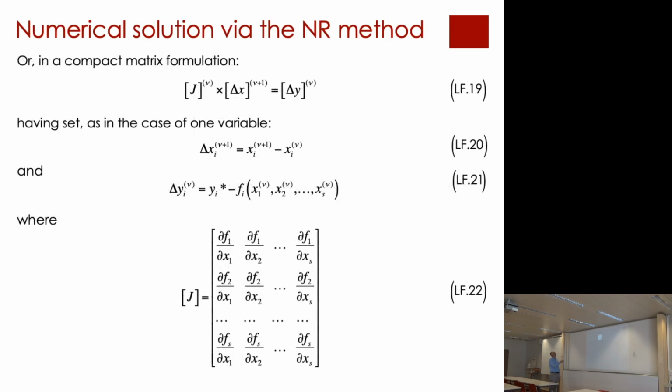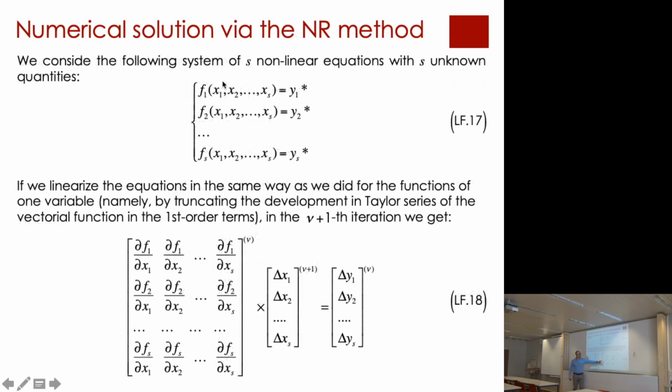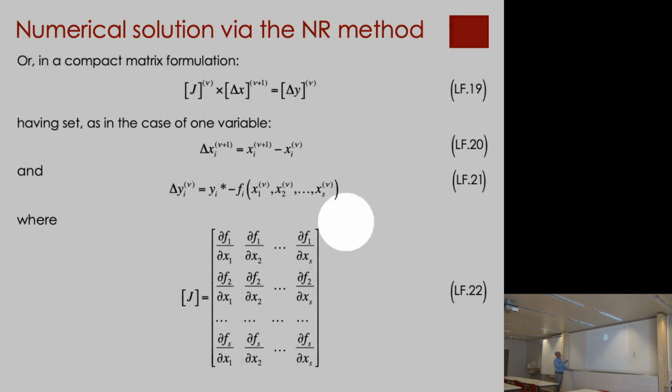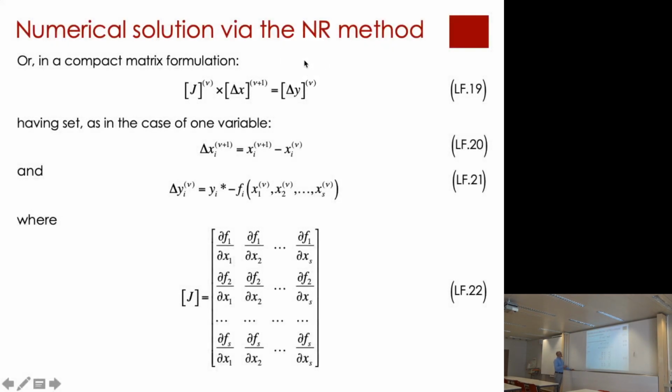So in a compact form, I can write Jacobian J of iteration nu. I remind you that this guy is computed in the solution that I got in the previous iteration, times delta x of nu plus 1, which is my unknown, to be computed, equal to delta y at iteration nu, which is also a known quantity. So in this case, the delta x i of iteration nu plus 1 is equal to, as in the other case, xi of iteration nu plus 1 minus xi of iteration nu. The delta y i are essentially the residuals for the i-th function fi. Okay? Nothing special, it's just an extension to a multidimensional case.